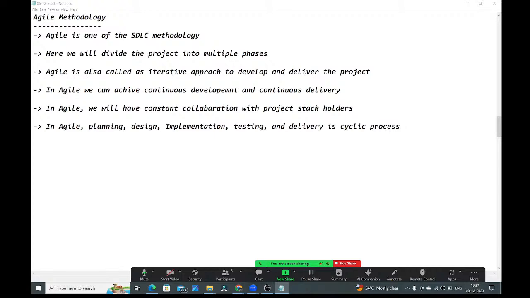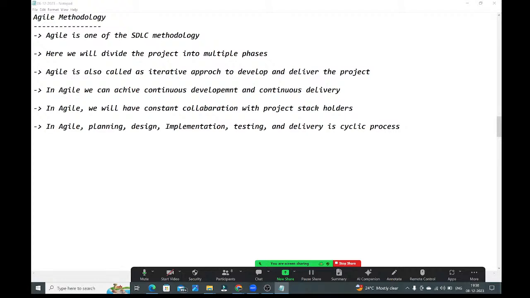In agile methodology, guys, how will we deliver the project to the client? Sprint-wise, we will deliver the project to the client. If you go with the waterfall methodology, the entire project is delivered at a time. But coming to agile, it is not like that. Let's suppose the project has 100 functionalities. We will divide those 100 functionalities into multiple sprints, and we will deliver each sprint, sprint-wise.